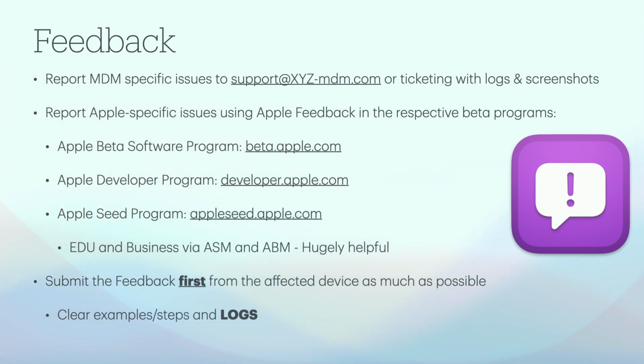Reporting Apple-specific beta program issues: Appleseed is hugely helpful because it actually is more specialized and targeted to the type of feedback that we'd be getting from the enterprise. But the one thing I want to stress is submit the feedback first from the affected device as much as possible. I know it's not always possible because you're doing replication on another device and then you bring it back to your production one, but it's extremely important to file the feedback first from that first device or VM, wherever that may be, as much as possible. Just because of how it gets tagged on the Apple side, you just need to do it that way.